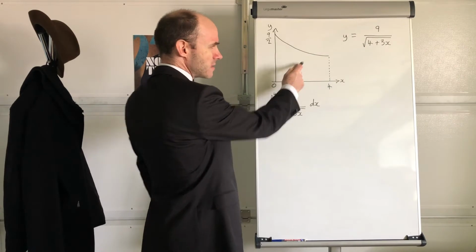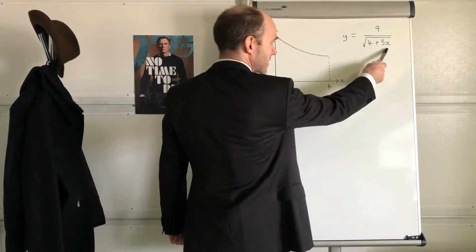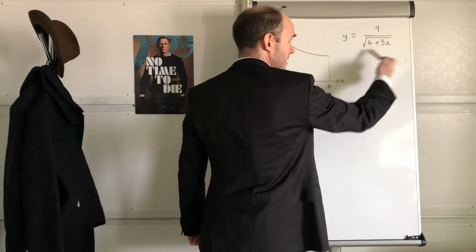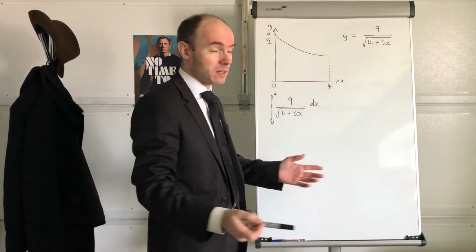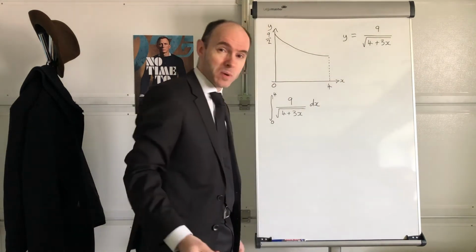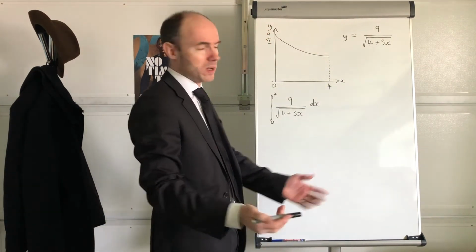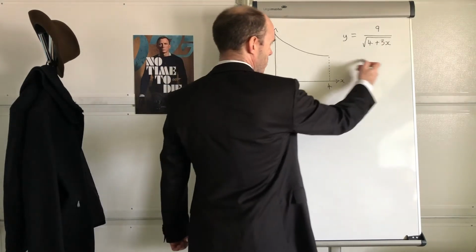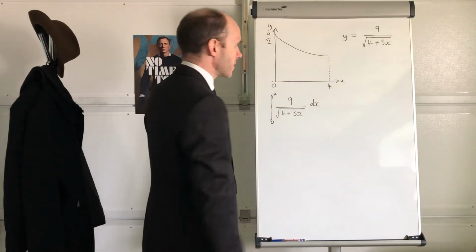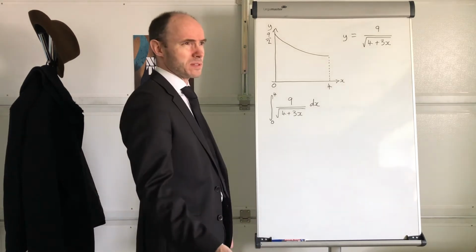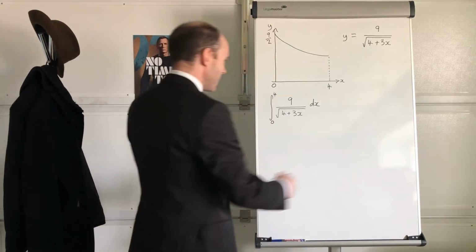Why does the curve look like this? Briefly, as x gets larger, we say as x tends towards infinity, the denominator is going to get larger as well. Even though you're square rooting it, if x gets larger, the denominator gets larger, won't it? And so 9 divided by an increasingly large value, y gets smaller and smaller, tending towards 0. Yeah, it does tend towards 0.